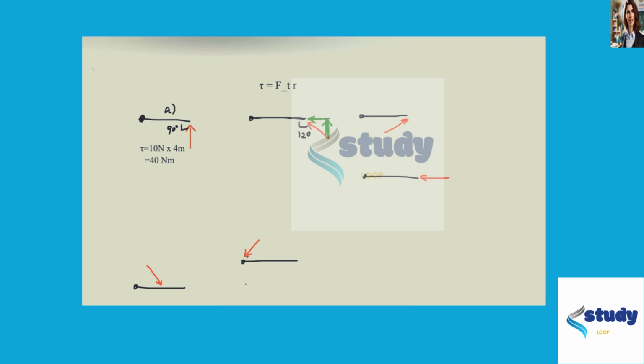So let's first try to calculate the tangential part. The tangential part here, this is equal to, we need a little geometry here. This is 120. That means this is 60.